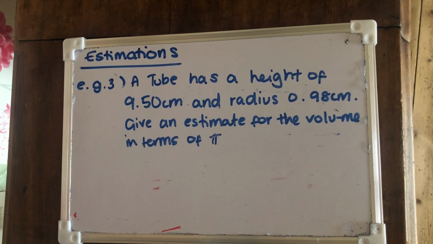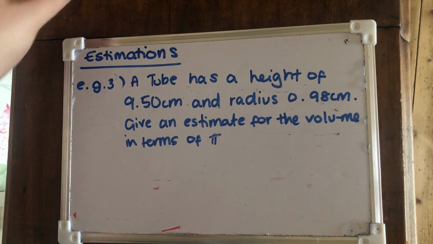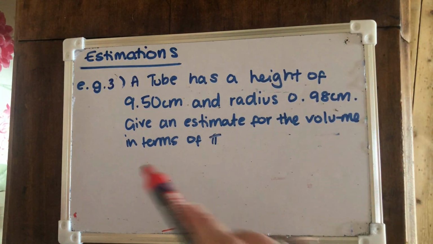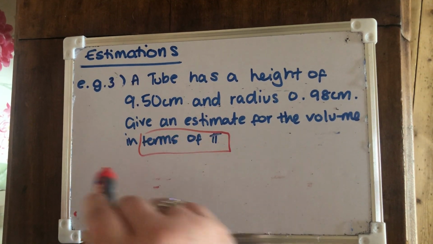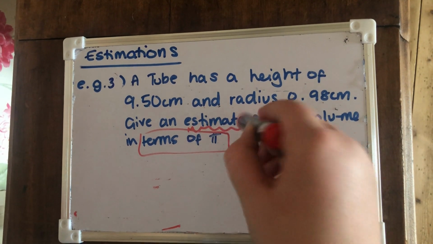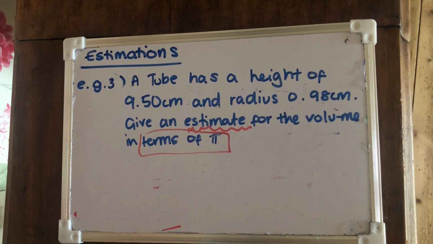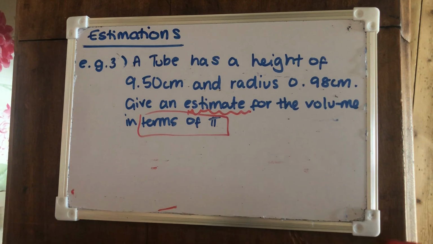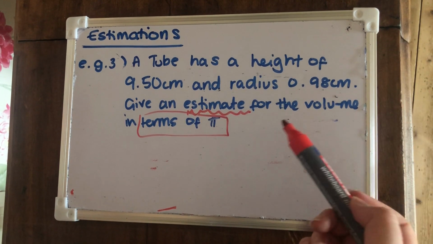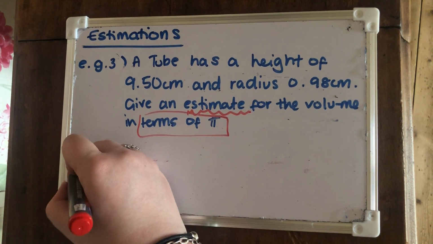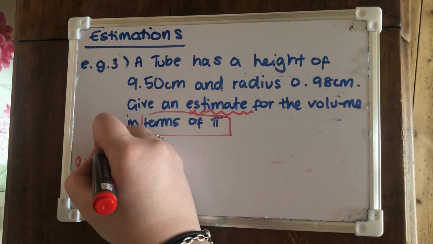Okay, so you won't need a calculator for this. The reason why is because it says leave it in terms of pi. Okay, we do need to estimate it, so that doesn't actually mean you work it out. Okay, even though I know some of you will be able to. So the first thing we'll do, estimate, means that we're going to start rounding the numbers first.